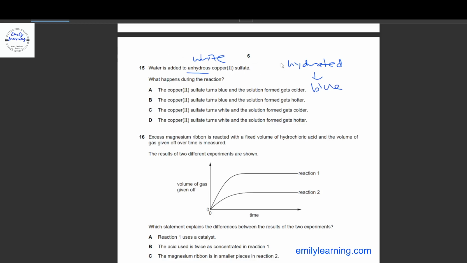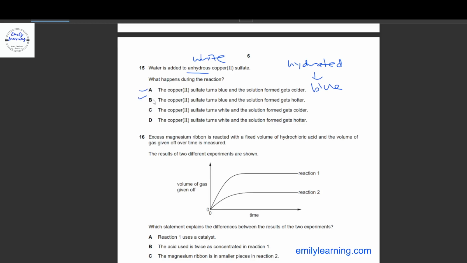Or if you do experiments often enough, you'll notice that copper 2 sulfate, when it is anhydrous, is white. Once you put it on the table and the humidity is high, it turns blue very quickly. So add water to anhydrous copper 2 sulfate, and it turns from white to blue. In other words, it's either A or B because it should turn blue.